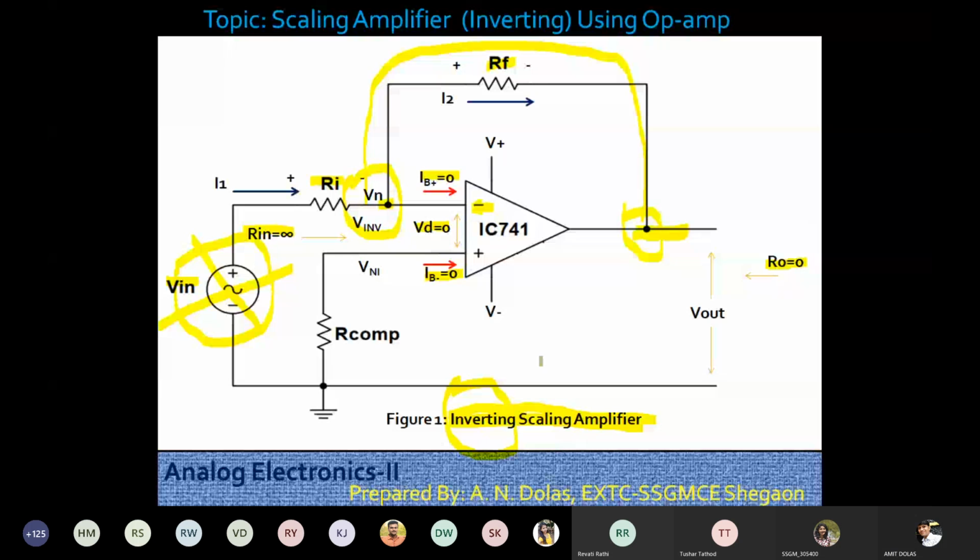Now, we already studied in the A1 lecture that this RComp will not have any impact in calculation of output, but this RComp is called compensation resistance, which is always parallel combination of Ri or R1, which is input resistance, and feedback resistance Rf.